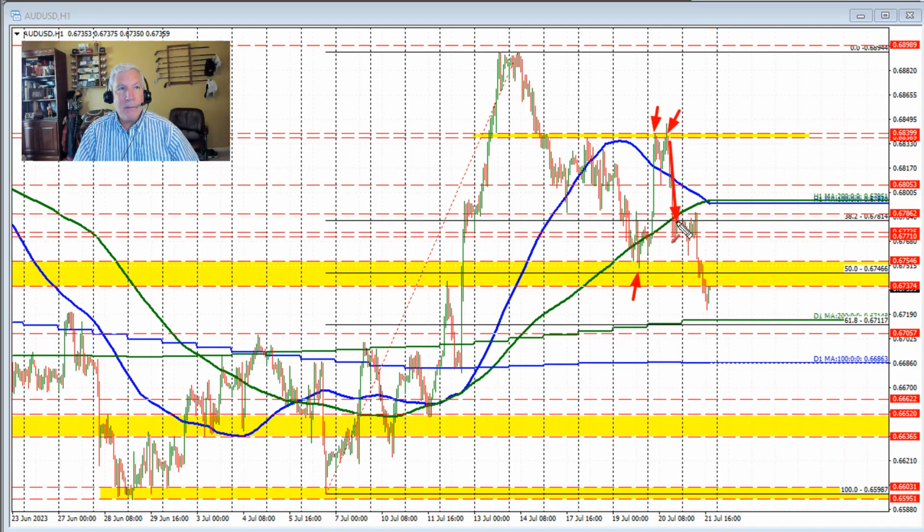The initial jobless claims in the U.S. came out, and that was stronger than expected. So we saw the full move from the Australian jobs report be reversed from the U.S. jobs data, and the bias has remained more to the downside since then.